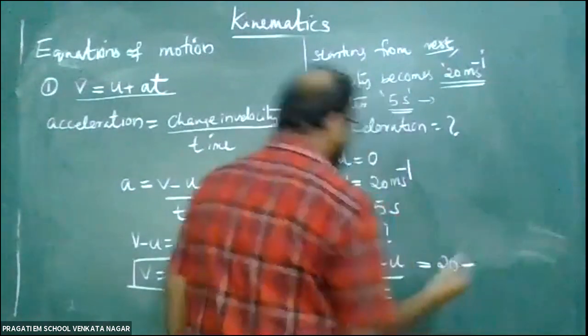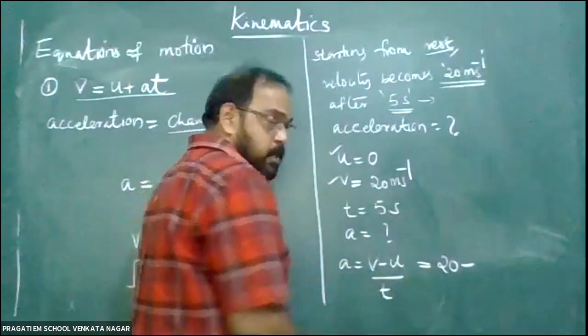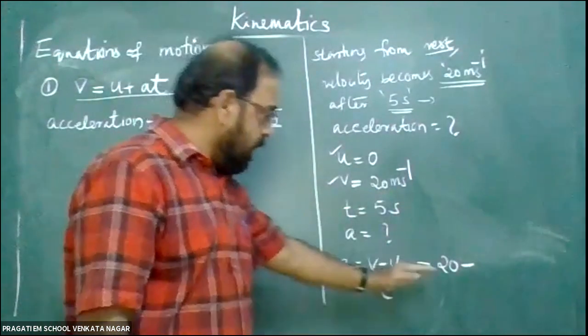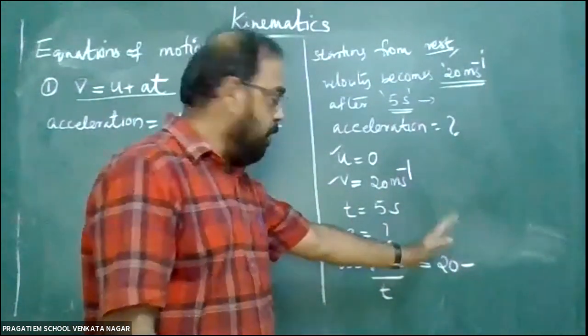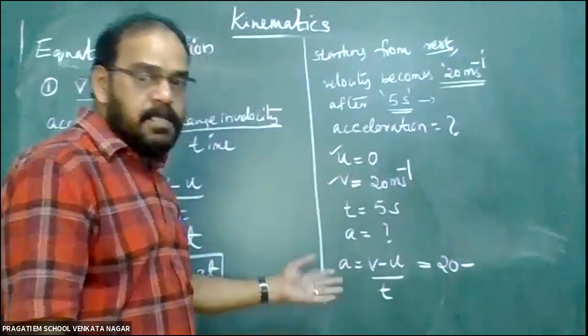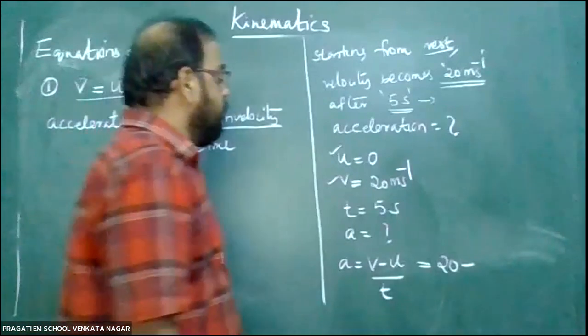20 minus, what is u? When you are substituting into the equation, there is no need to write the units. You can write just the numerical values, the magnitude is enough, no need for meter per second. And again, in the final answer we have to represent it with the units.